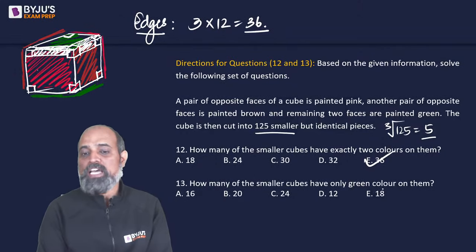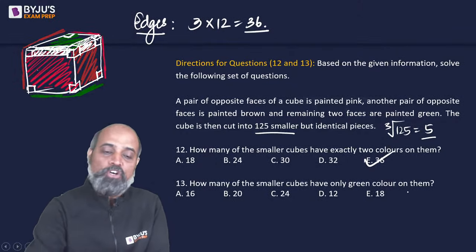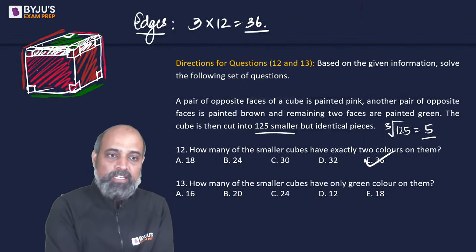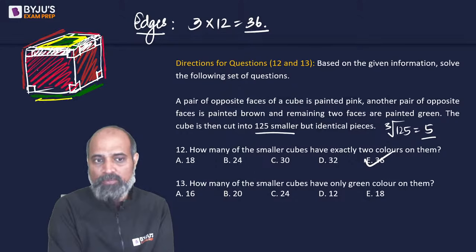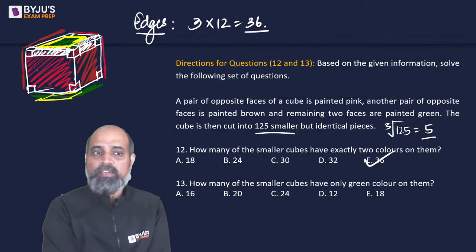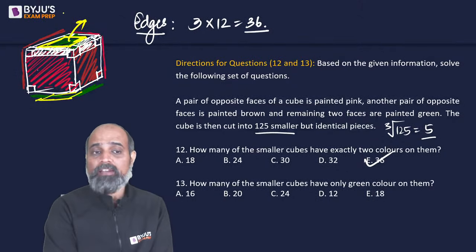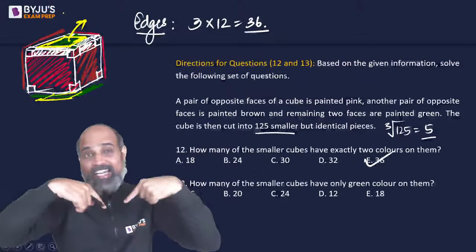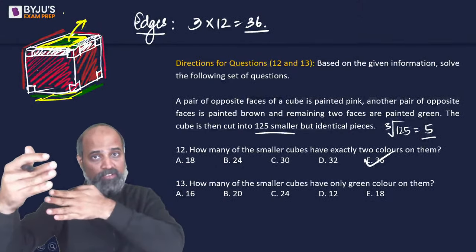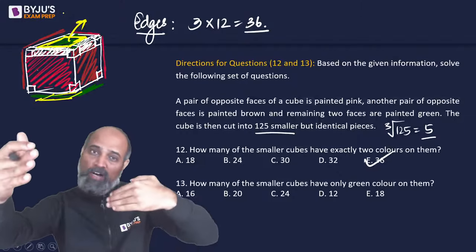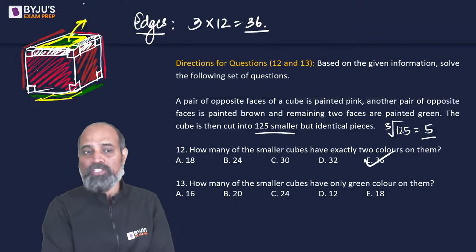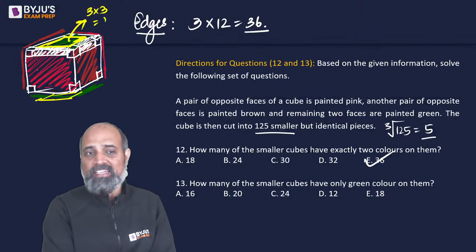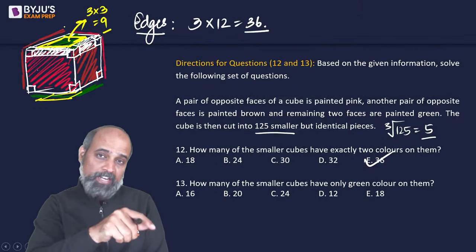Now, how many of the smaller cubes have only green color on them? So if I want to talk about only green color on them, so green color on them matlab ki the number of smaller cubes that are going to be on this face and this similar face at the bottom. Is face pe kitna hoga? This is a square. Initially, the entire face is a square of dimension 5 by 5. Ab 5 by 5 mein, if I remove one from each side, then it will become a smaller square of dimension 3 by 3. Yani ki total 9 smaller cubes you will find which will have green color on them.